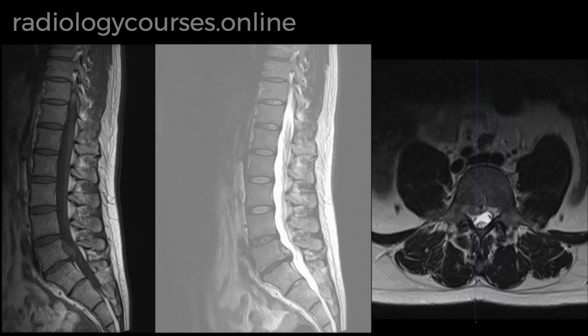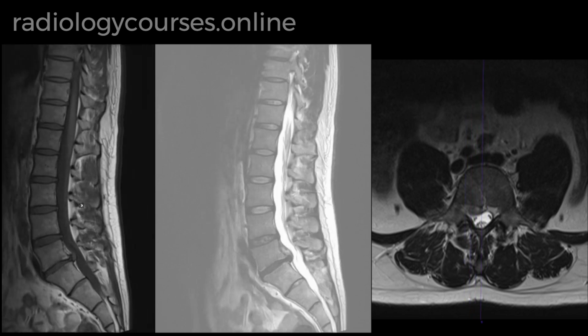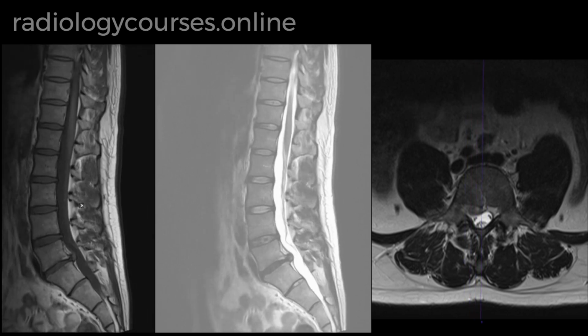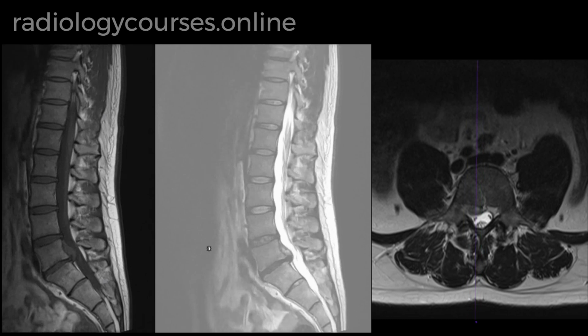Here we have an MRI of the lumbosacral spine of a 40-year-old with a history of right-sided sciatica. What I want to show here is the abnormality at the L4-L5 and L5-S1 level, how to describe it, how to infer, and what to do with this patient.